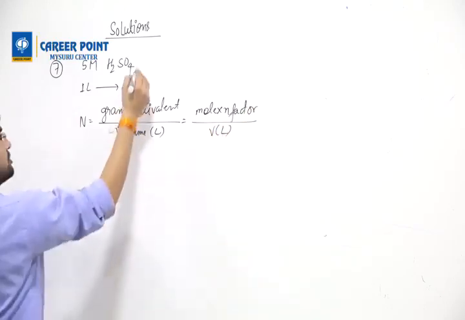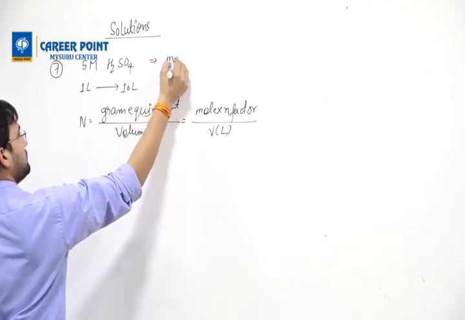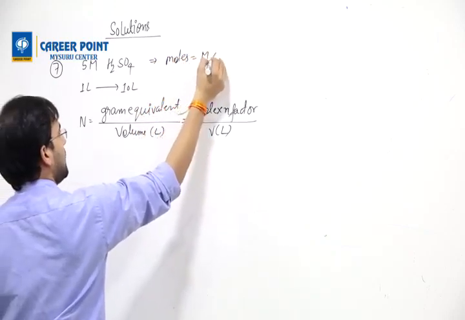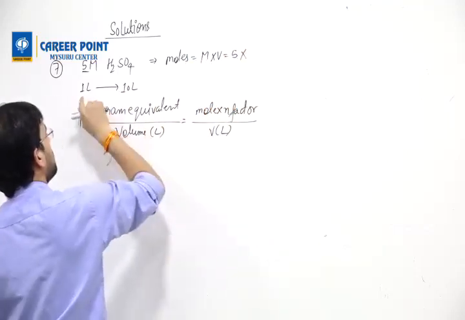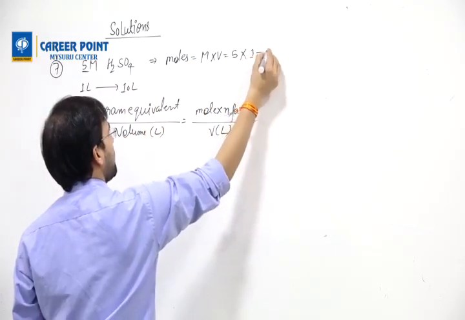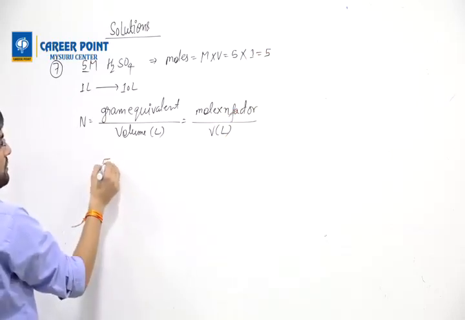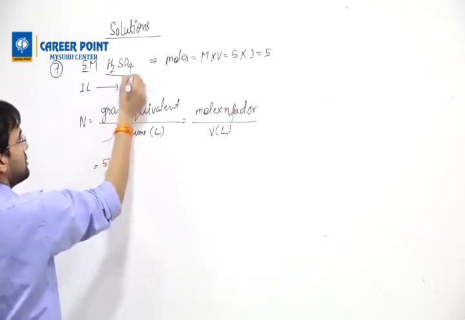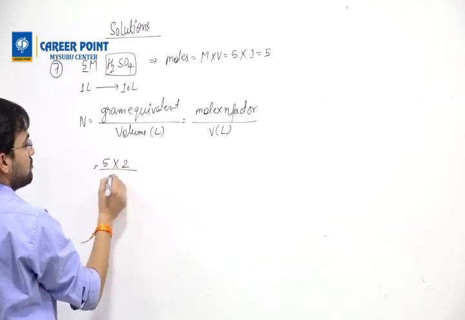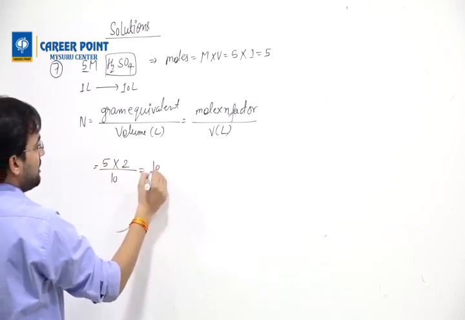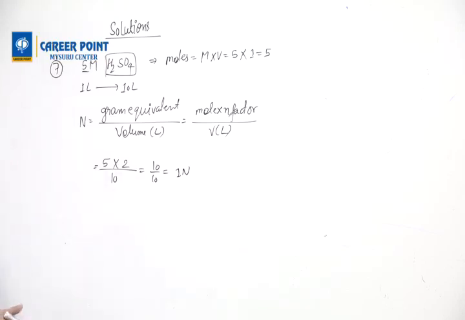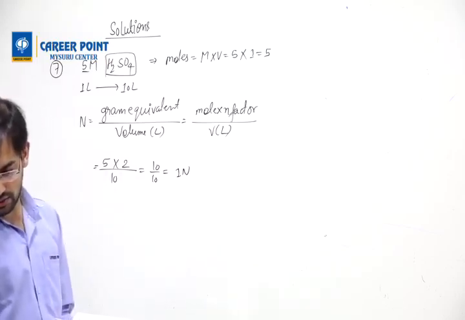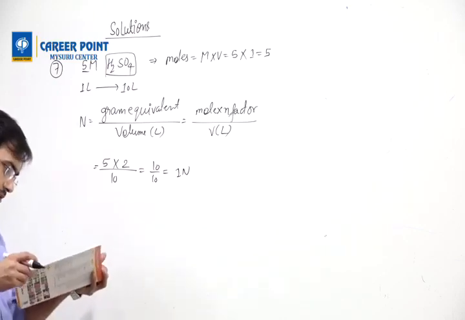So how do I find moles? Moles equals molarity into volume. Molarity is 5. Volume is 1 liter, so the value is 5. So we get 5 moles into n factor of H2SO4, which is 2, by 10 liters. So 10 by 10, 1 normal.